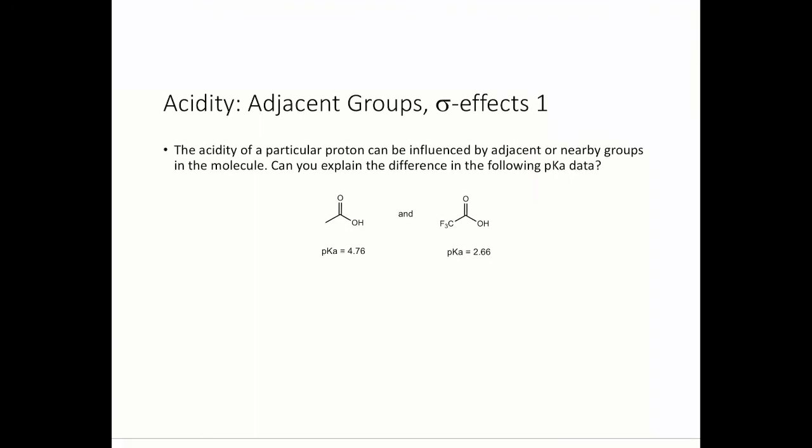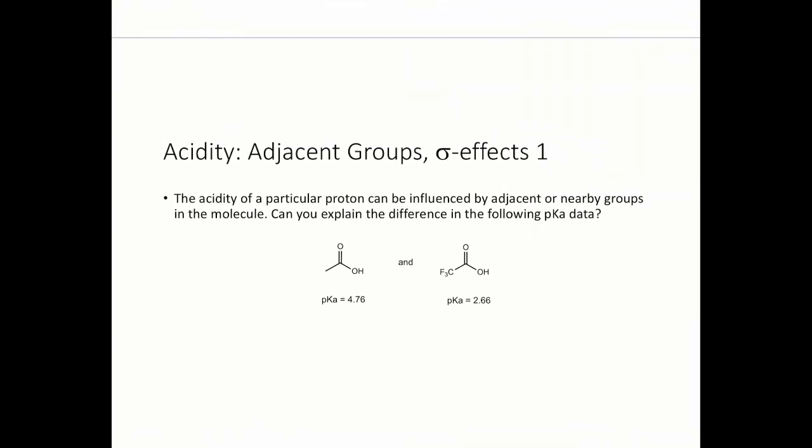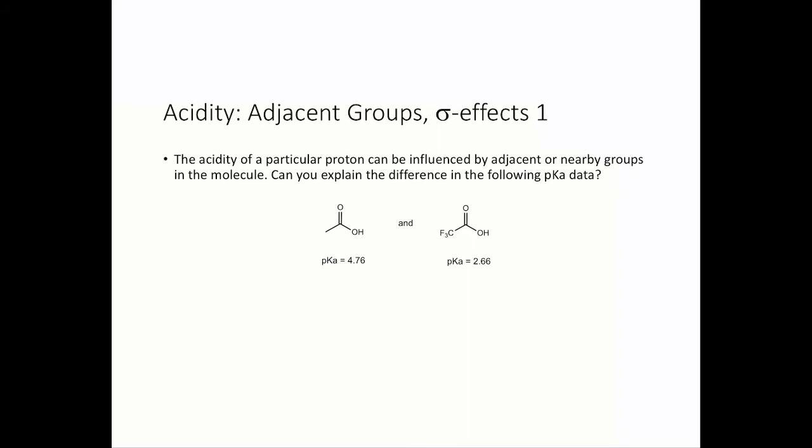Okay, now there's going to be other effects, not just pi effects. So let's take a look at this example. Compare these two molecules. We have acetic acid and trifluoroacetic acid. I'd like for you to pause and see if you can explain the difference in acidities between these two molecules. I think you can clearly see that trifluoroacetic acid is more acidic. It has a lower pKa and therefore it is more acidic. So pause and try to figure out why.